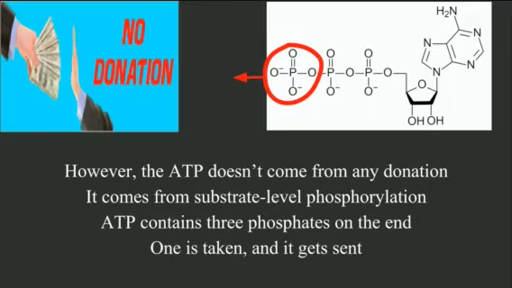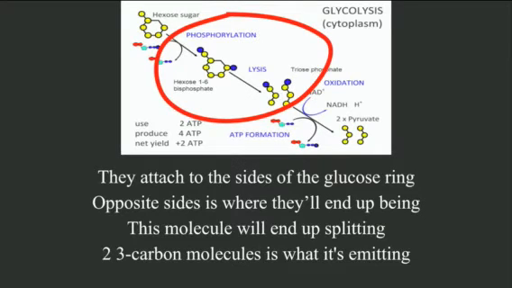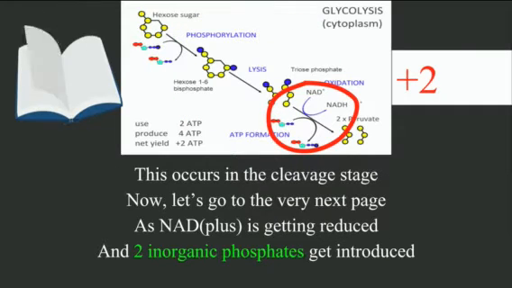ATP contains 3 phosphates on the end. One is taken and it gets sent. They attach to the side of the glucose ring. Opposite sides is where they'll end up being. This molecule will end up splitting into 3 carbon molecules. This occurs in the cleavage stage.